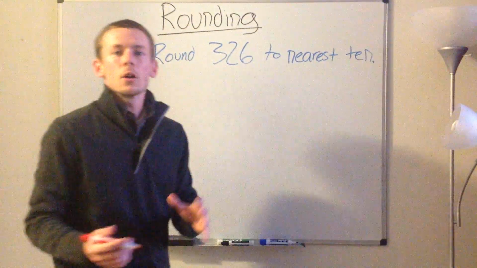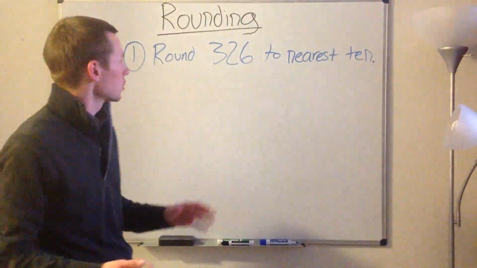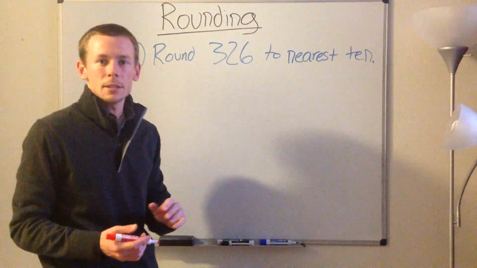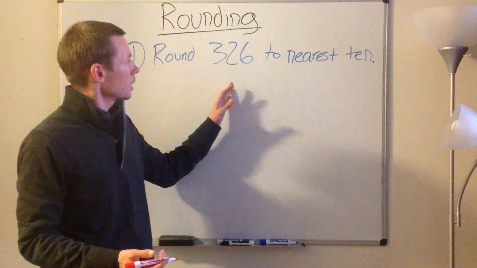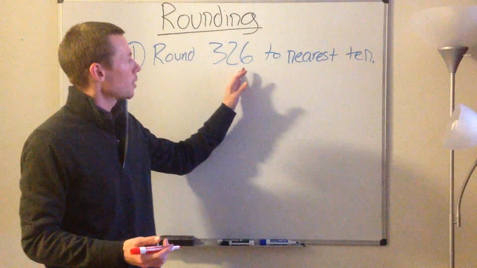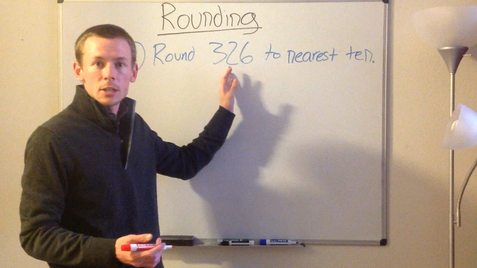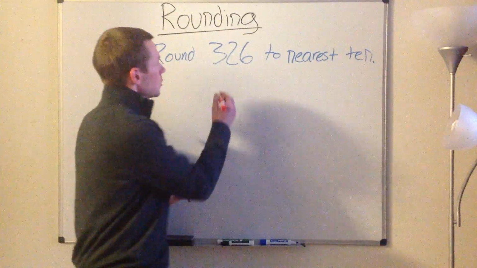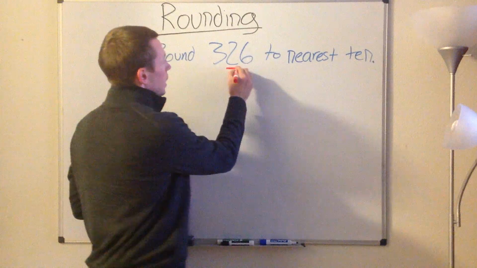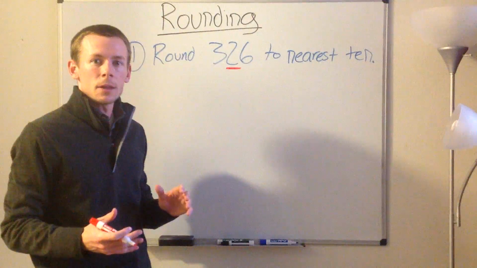So this is a quick review of rounding. So let's say you are asked to round 326 to the nearest 10. How do you proceed? Well, the first thing you should do is identify the place value, or the digit that's occupying the place value of where you want to round. This is asking us the tens, so that would be that 2 right there. That 2 is in the tens place value.